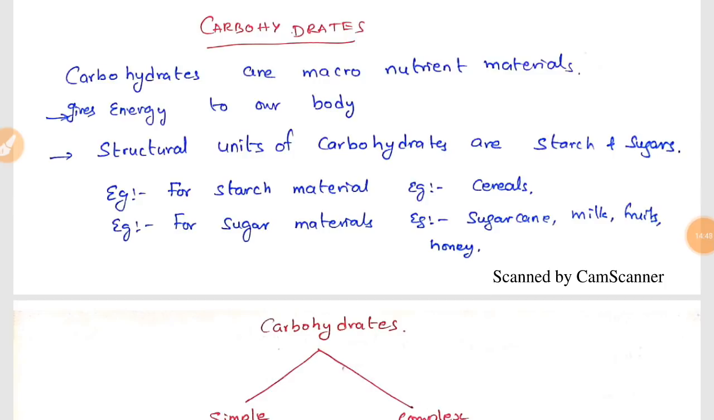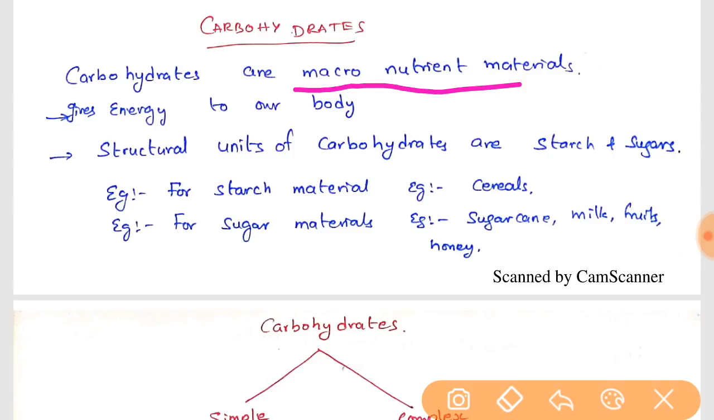We are going to see carbohydrates. Carbohydrates are macronutrient materials. Macro in the sense, it is required in very large quantities, friends. It gives energy to the body, because carbohydrates are full of starch and sugar. These are the food materials which give immediate energy for our body to do daily things, friends.